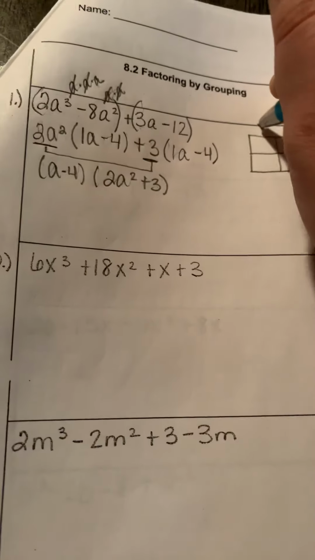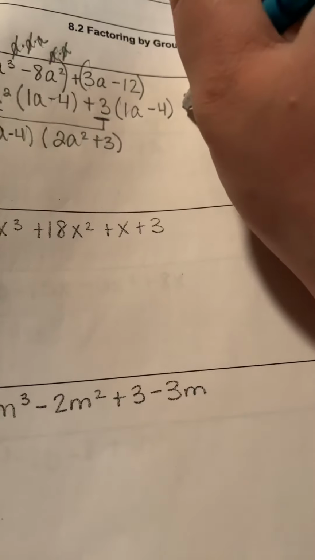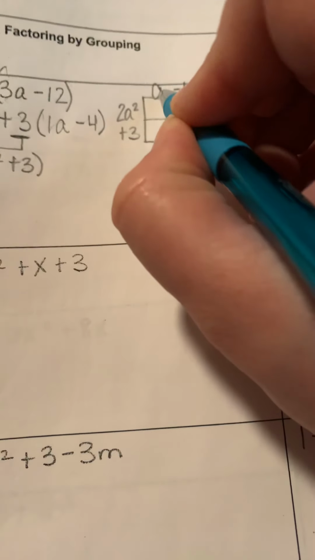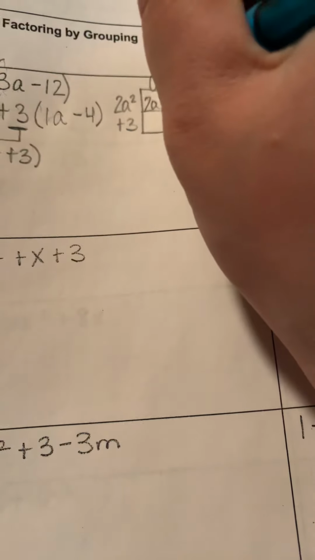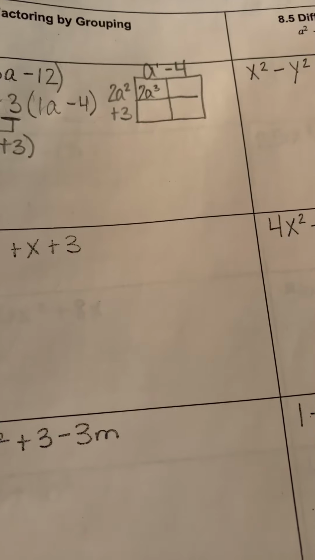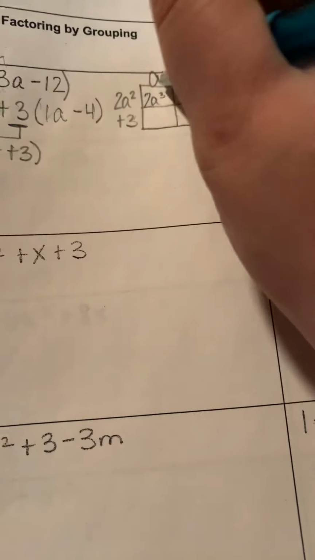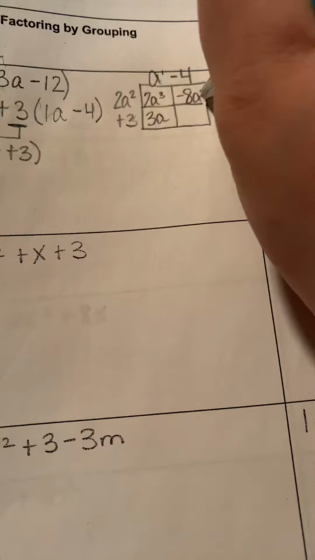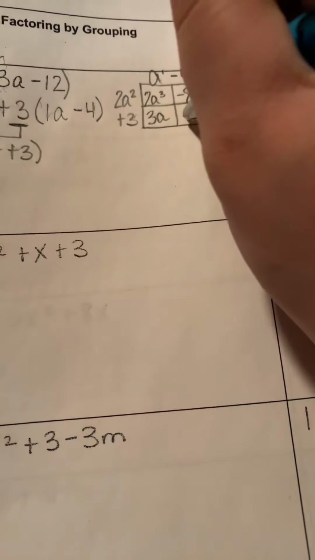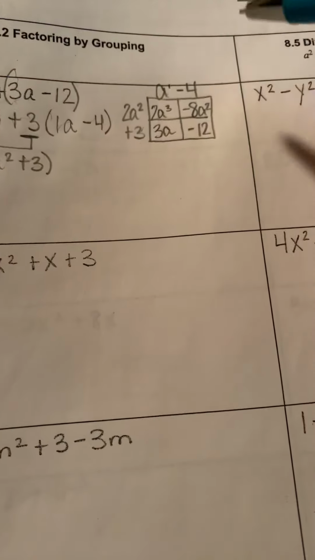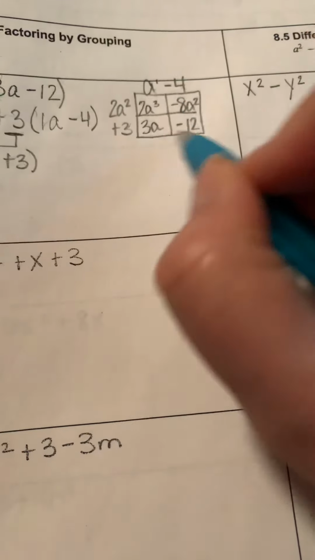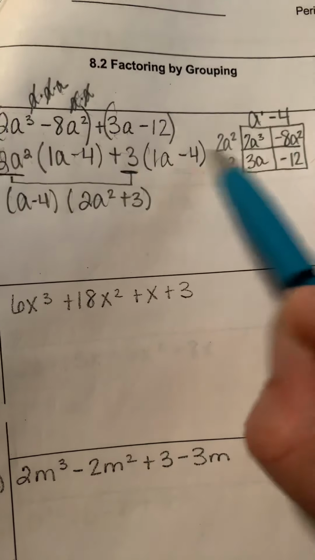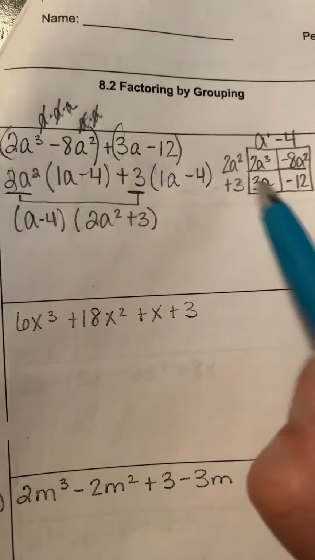So a minus 4, I'll put along the top. 2a squared plus 3 along the side. So 2a squared times a gives me 2a to the third, because remember that a is really to the first power. Whenever you multiply polynomials, you add their exponents. 3 times a, 3a. 2a squared times negative 4, negative 8a squared, and negative 4 times the 3, negative 12. There are no like terms that I can combine, same variable to same powers, so I can just match this right back up to my original problem here: 2a cubed minus 8a squared plus 3a minus 12.